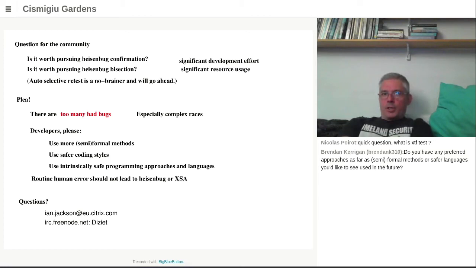Preferred approaches. Well, at the very basics, I would like to see a lot of the code in Xen be better documented. At the very least, I think that complicated data structures and state machines ought to have a formal description in a comment of what the invariants are and any peculiarities.